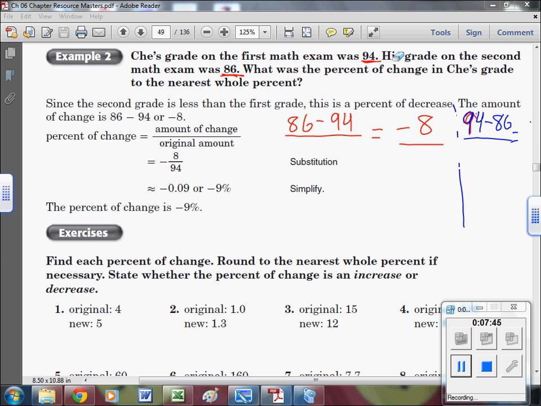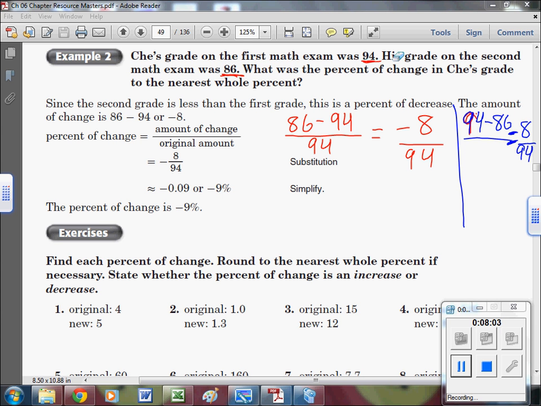So if you did it that way, that would have given you +8 up top. That's an equal sign I'm squeezing in there. And then the original amount was 94. So for both of them, we're going to be dividing by 94. So -8 divided by 94. And then over here, 8 divided by 94.